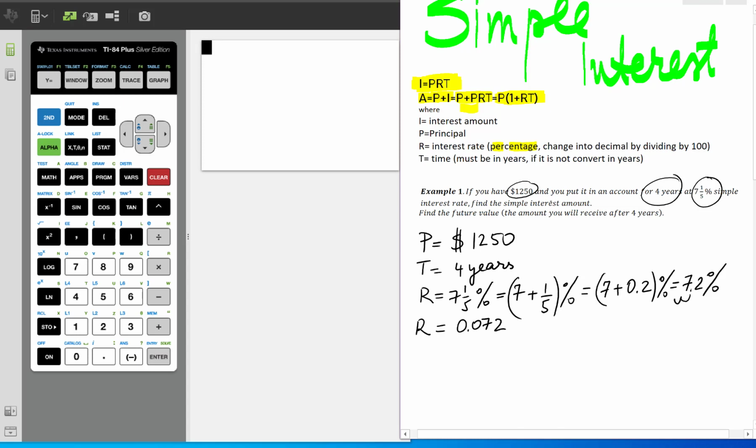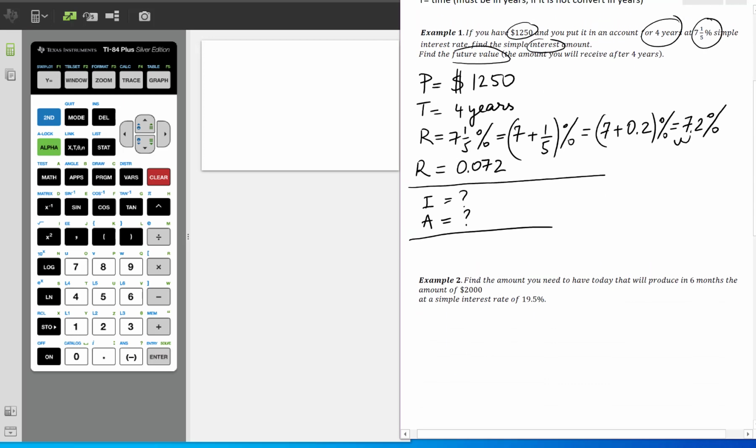They want us to find the simple interest amount, so first we want to find I. The second thing we want to find is the future value, or the amount you will receive after 4 years. This is the future value formula: A equals P times (1 plus RT), where A is what we want to find. Now let's start replacing in the formulas and computing.